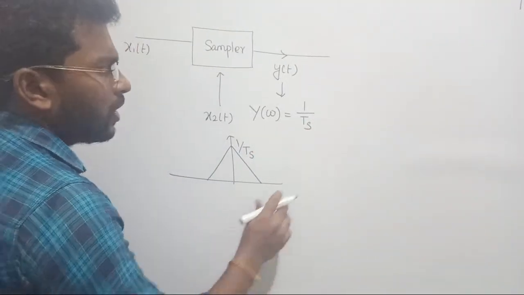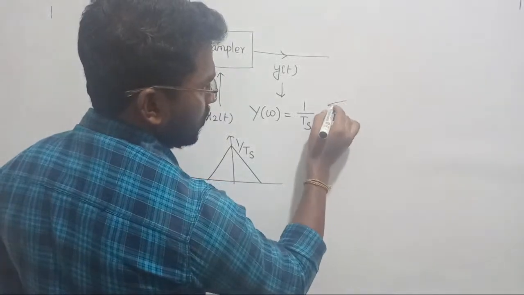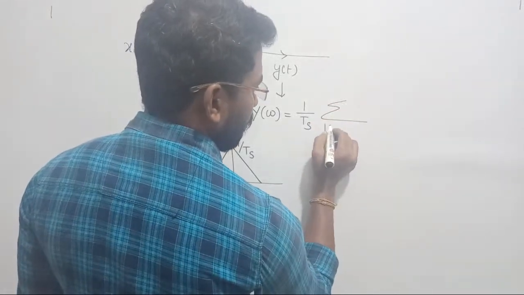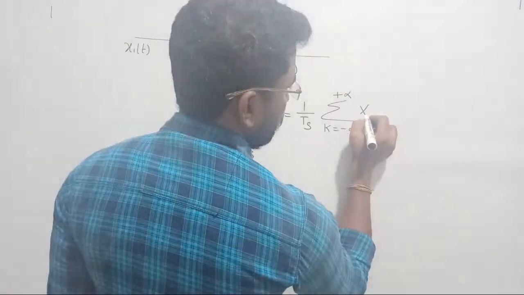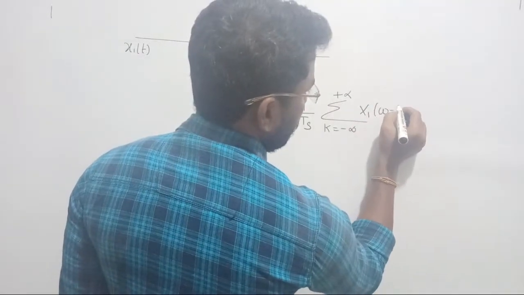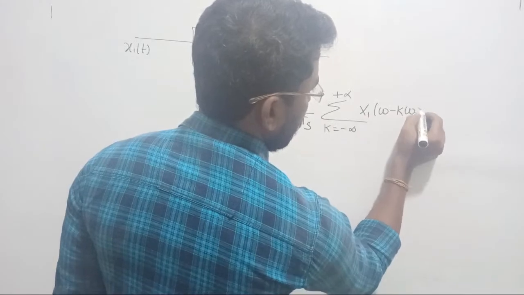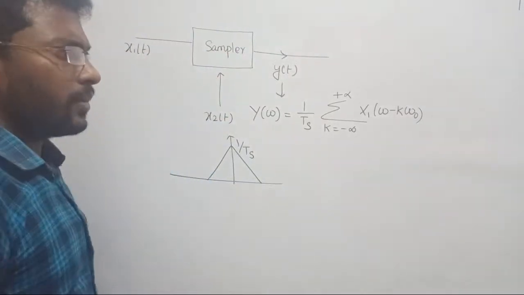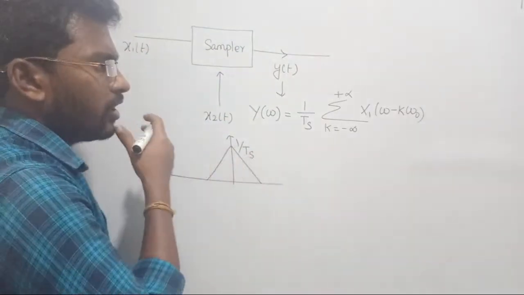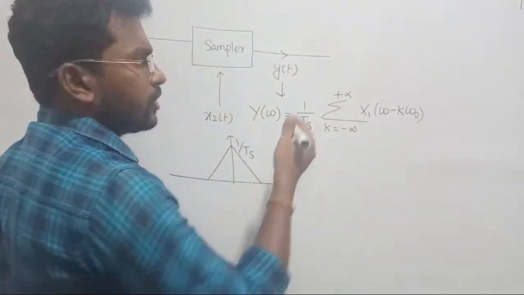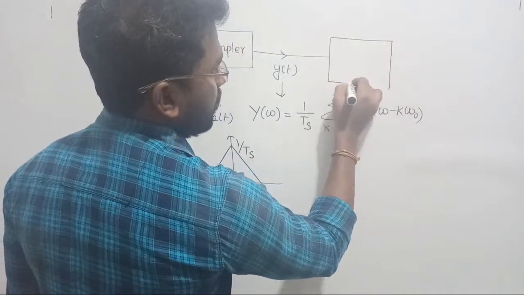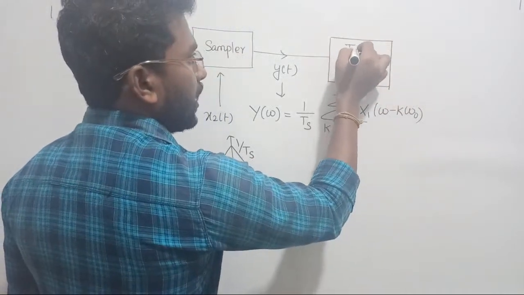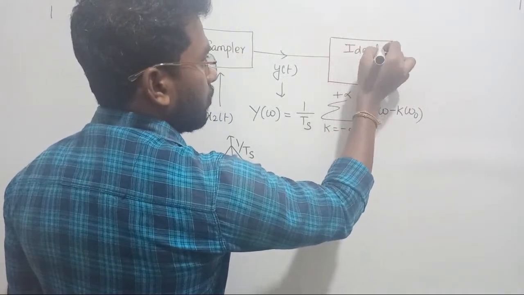In frequency domain, I have told you that the sampled version can be represented as the sum over k from minus infinity to plus infinity of x1 of omega minus k times omega naught. Happy? So we are in frequency domain. Now the recovery action again. In order to recover the original version of the signal, let me pass it through the ideal low pass filter. I hope you all remember.